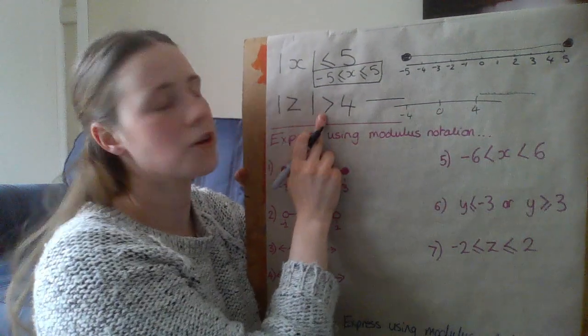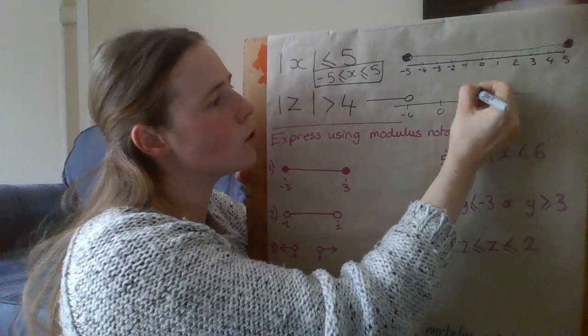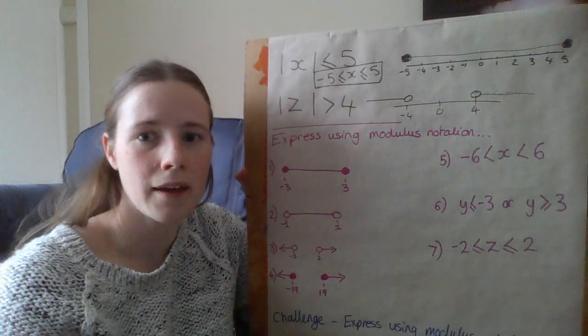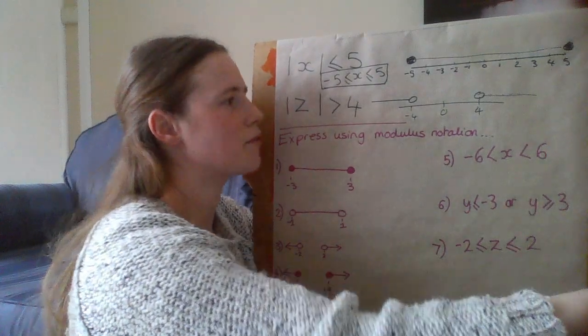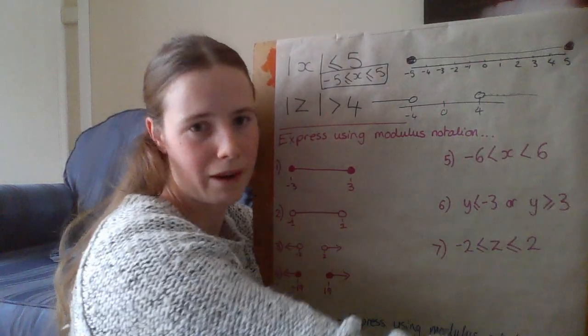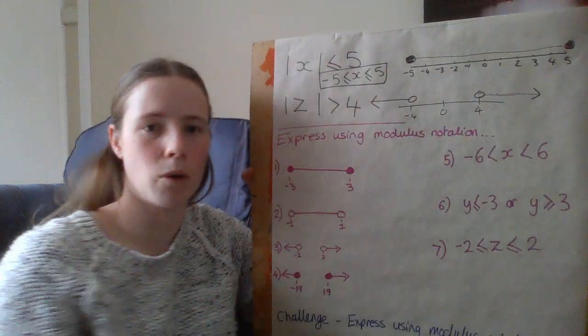Okay, I'm not including the 4 itself this time because I haven't got an equal symbol. So I'm going to do some non-coloured in circles to represent that. And to show that I could carry on going forever, because 100 is definitely more than 4 away from 0, I'm going to put a little arrow on here to show that they carry on forever.